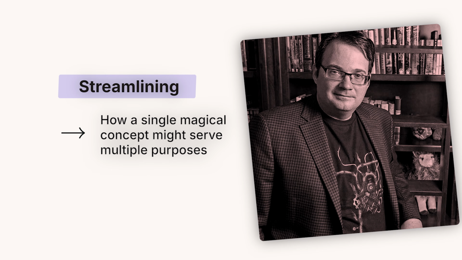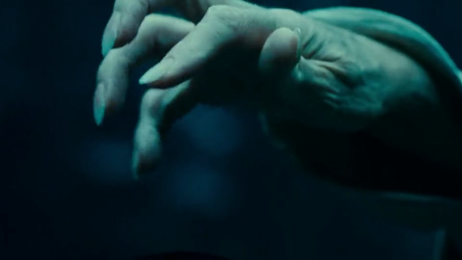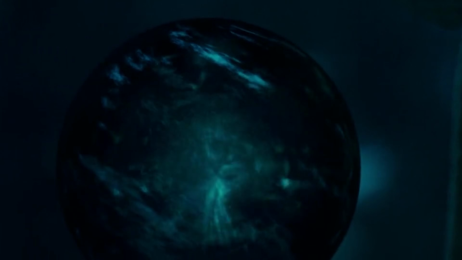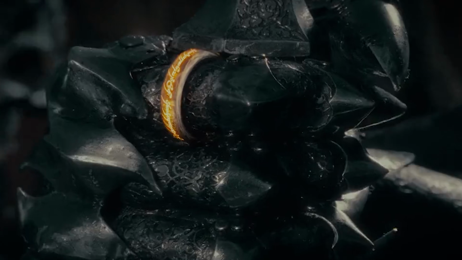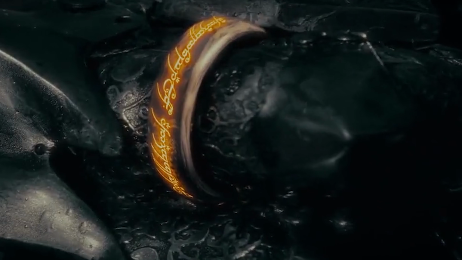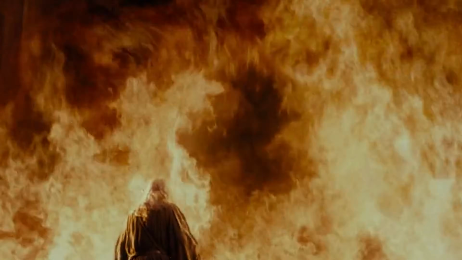And finally, streamlining. Streamlining is about how a single magical concept serves multiple narrative purposes, which can deepen character arcs and world building simultaneously. Look at The Lord of the Rings. Tolkien does not bombard us with a myriad of separate magical effects. Instead, he focuses on a number of key potent elements, most notably the One Ring. By streamlining magical concepts, Tolkien creates a concentrated force that influences the entire narrative and world, reinforcing the story's theme and maintaining a sense of unity throughout the epic.